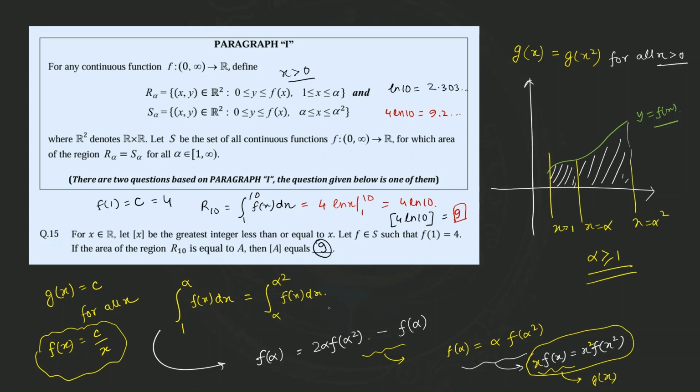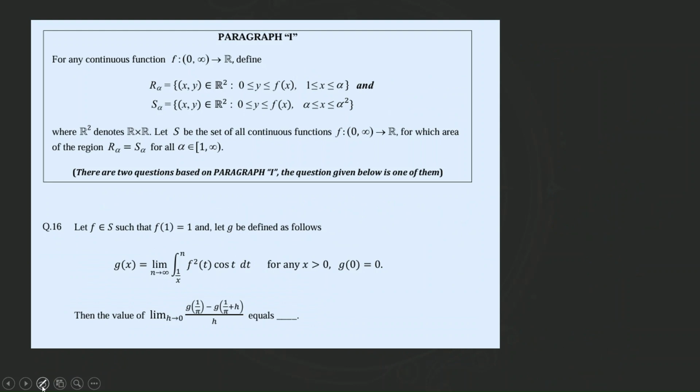So let us do the second question of this paragraph, which is related to this f of x here. It is saying for f belonging to S such that f of 1 equal to 1, let g be defined as follows. g of x is the limit n tending to infinity of the integral from 1 by x to n of f square t cos t dt for any x greater than 0, and g of 0 is equal to 0. Then the value of the limit h tending to 0 of g of 1 by pi minus g of 1 by pi plus h, divided by h, equals what?